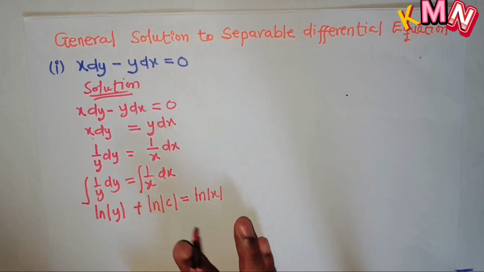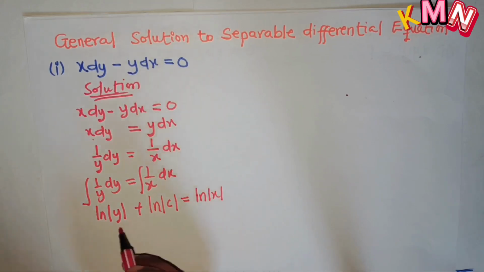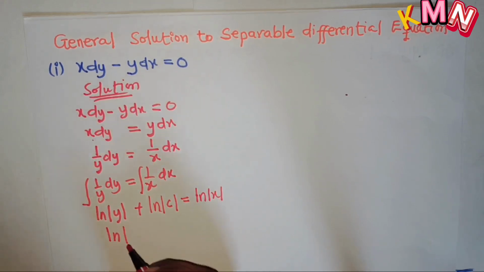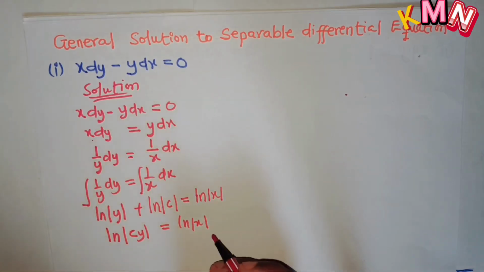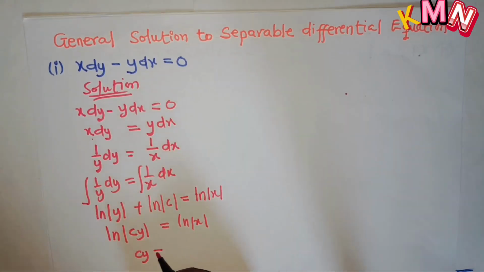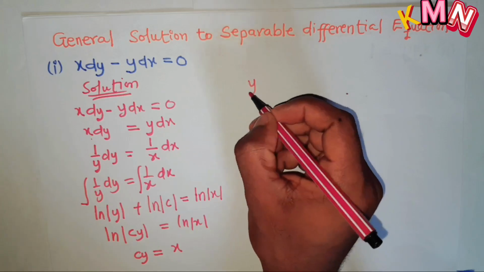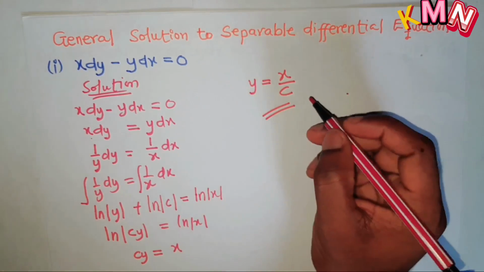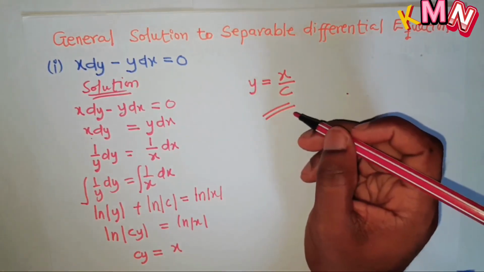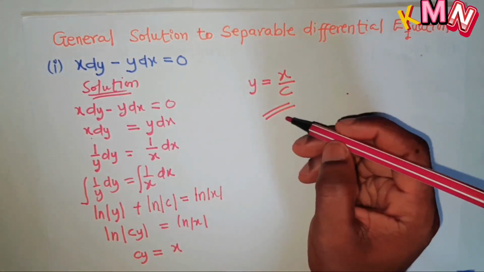Now we know from logarithms that we can easily combine these. When they are adding, we multiply the arguments. So we are going to get ln of c y equals ln x. Since we have ln here and ln there, it means we can have c y equals x. Making y the subject, we get y equals x on c. And that is our general solution. There are no initial conditions given, so we leave the answer like this.